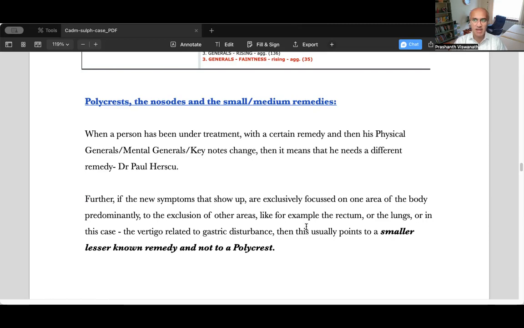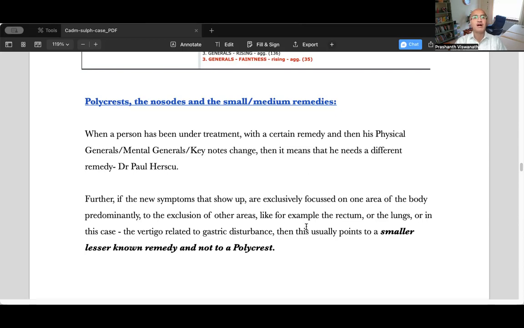Paul Herscu says. Now, this lady had been under treatment from me for her arthritis problems, and she had done quite well on Rhus tox for a long time, and then with phosphorus for another long time. So she had been with me for almost 4 or 5 years. Now she had come to me with a distinctly different set of physical, mental, and keynotes. And so you can be certain that there was a need to change the remedy.